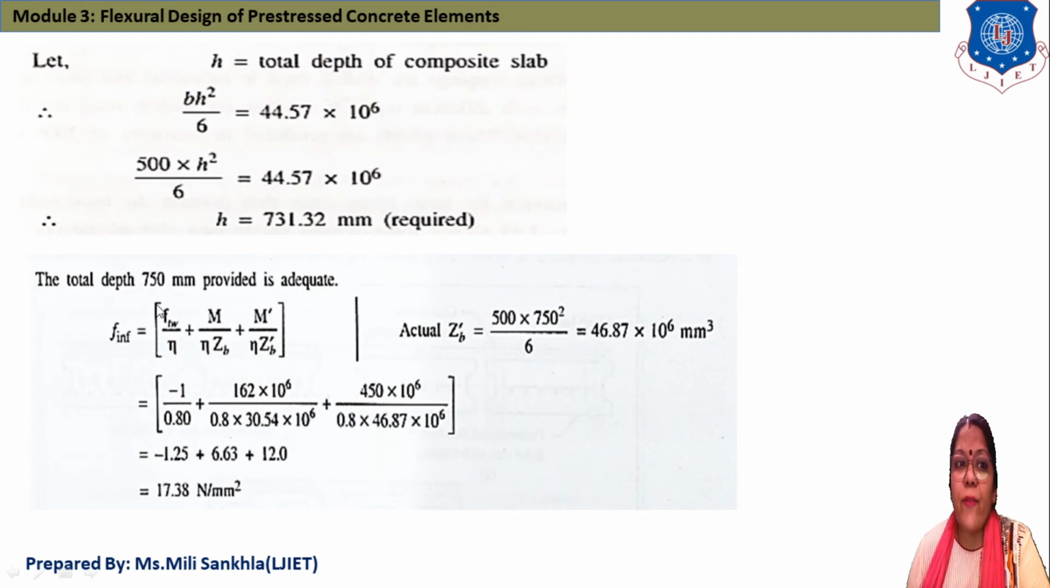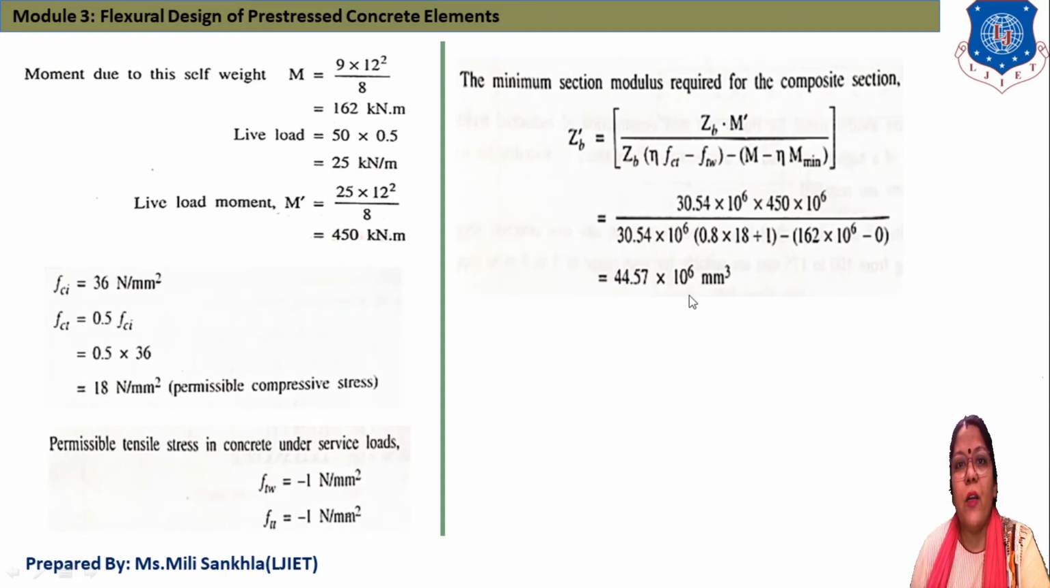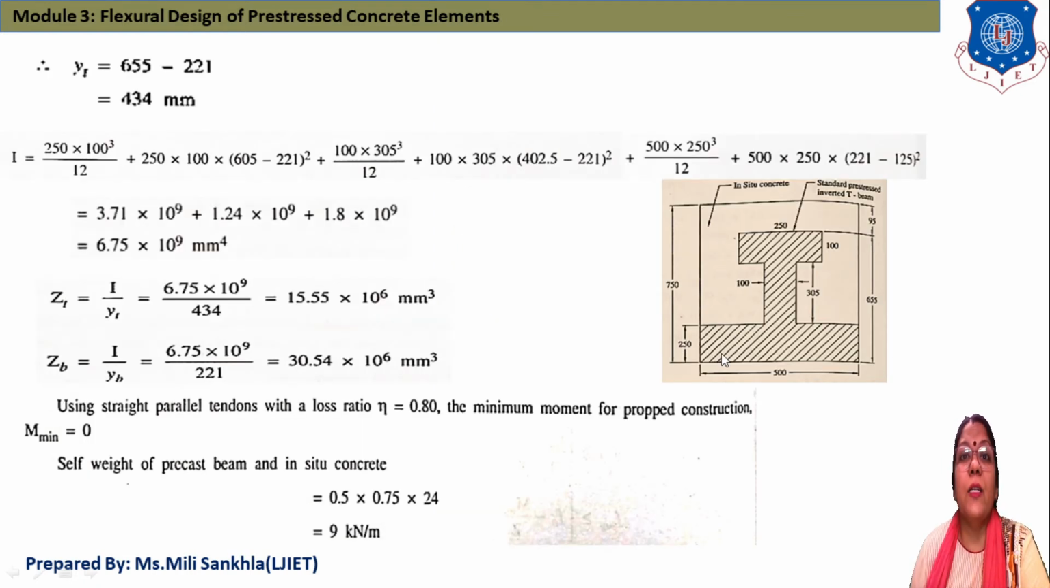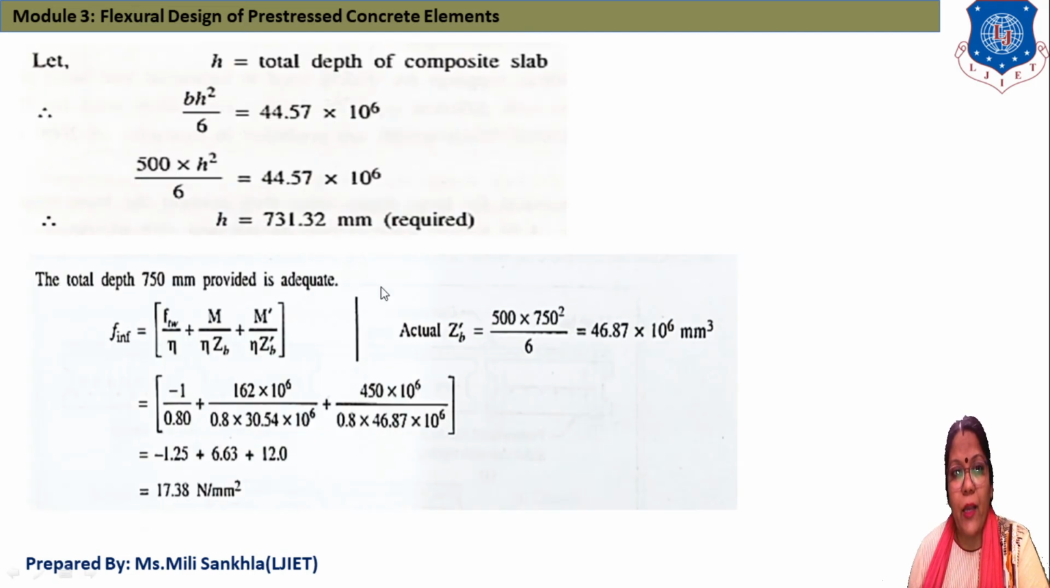Now the total depth of 750 mm is provided, which is adequate. In this section we provided 750 mm, and our actual required depth we find is 731.32 mm. Okay, now we find the stresses at top and bottom fiber.